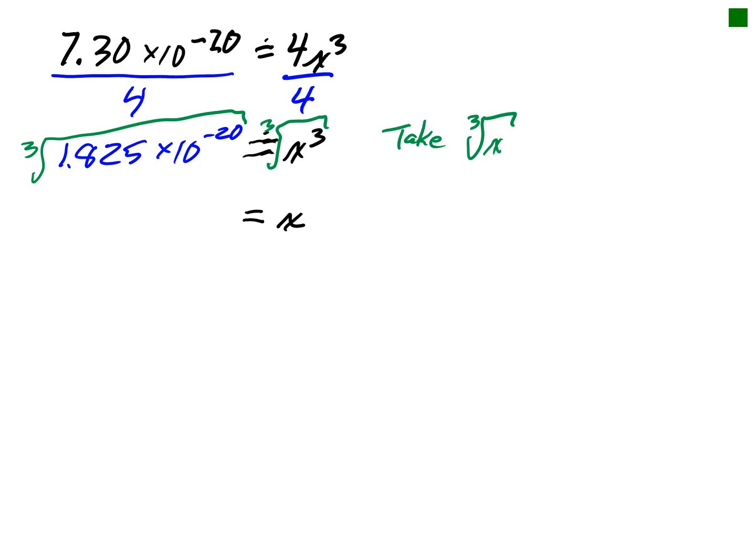So now we need to take the cubed root of 1.825 times 10 to the negative 20, which is why I had you do the calculation earlier. Take the cubed root, and you're going to get approximately 2.63 times 10 to the negative 7. All right. Now, that's the value of x. But we made an assumption, and so we need to check the assumption.